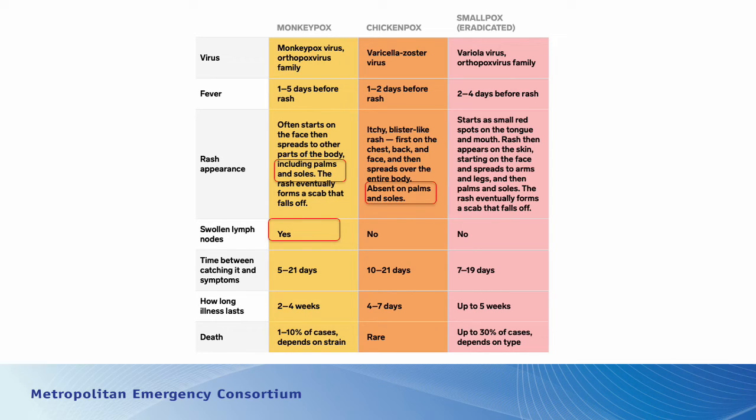The death rate is 1 to 10% in monkeypox. Historically, it's up to 11%. More recently, the death rate for monkeypox is between 3 to 6%. For most patients, it's inconvenient, it's uncomfortable, it's debilitating, but they do well, they recover without complications.